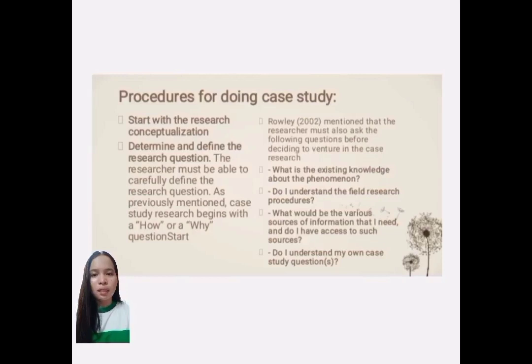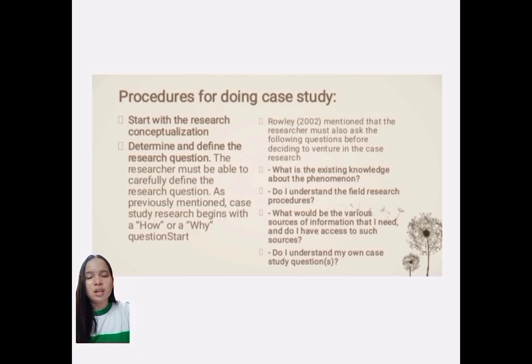The next one is the procedures of doing the case studies. It starts with the research conceptualization. It determines and defines the research questions. The researcher must be able to carefully define the research question. As previously mentioned, case study research begins with a how or a why question.